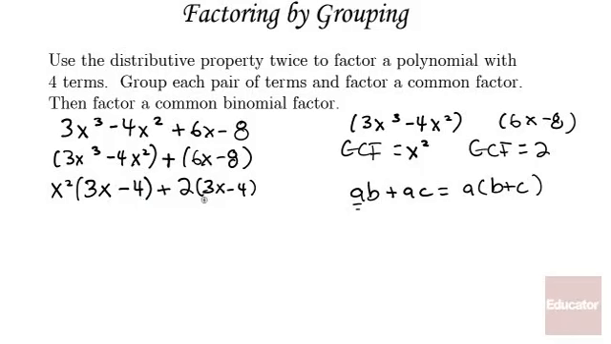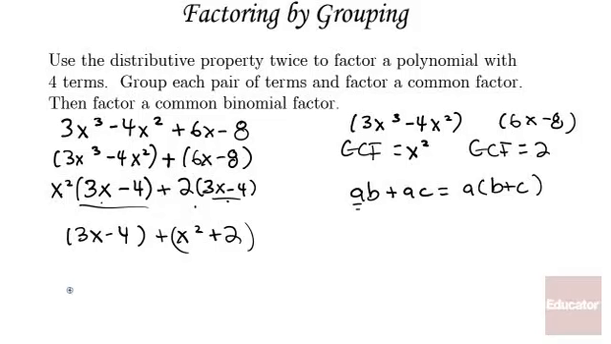So here, if I look at it this way, this is my A. This is A. This is B. This is C. I can factor out that entire binomial. So when I do that, I'm going to pull that out, 3x minus 4, since these are the same. And that is going to leave me with x squared plus 2.